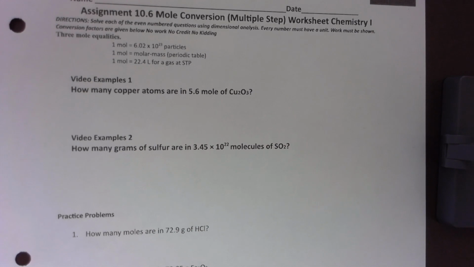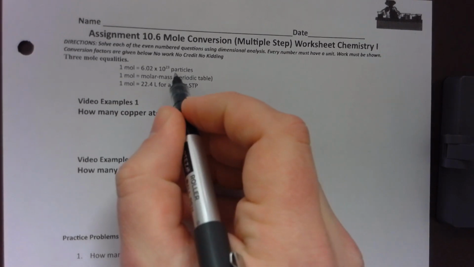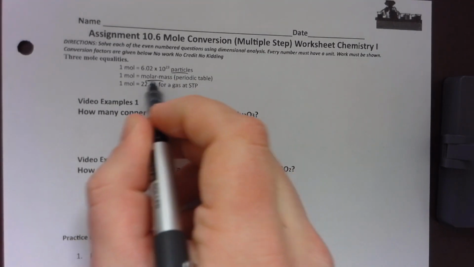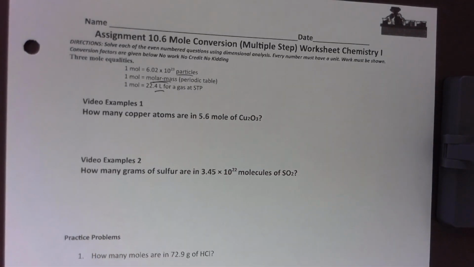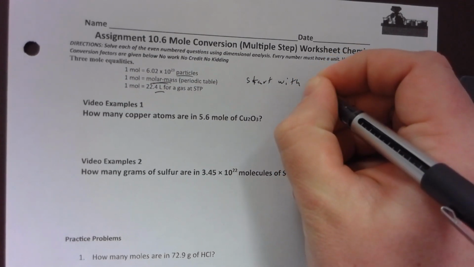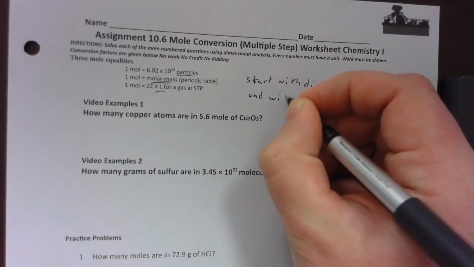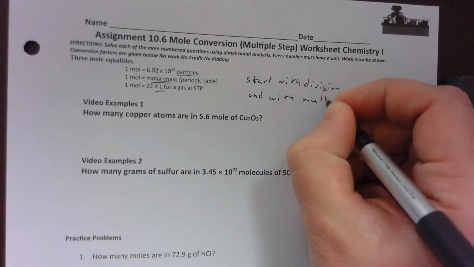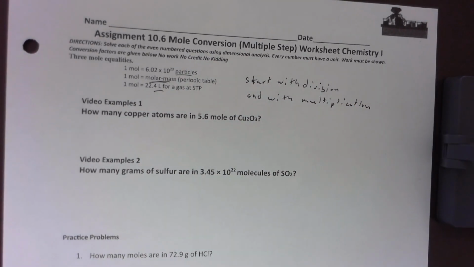with multi-step problems. So you are going to talk about going from particles to mass, or from mass to liters, or from liters to molecules, however you're going to go. Multi-step problems are always going to start with division and end with multiplication. No matter what, always starts with division, always ends with multiplication.